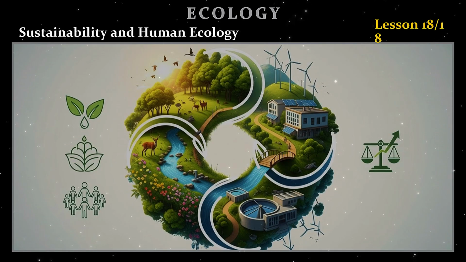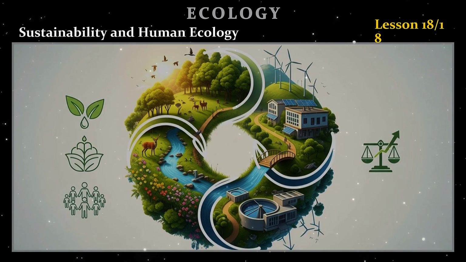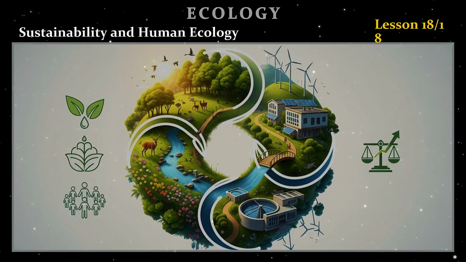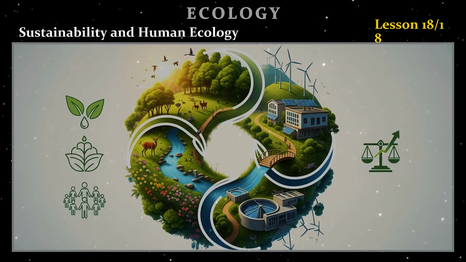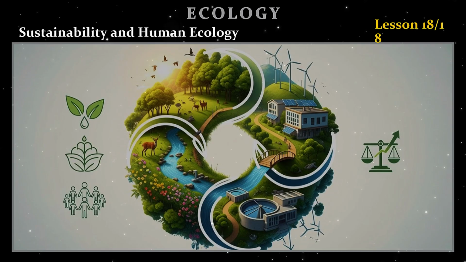Human ecology is the study of the interaction between human social systems and the ecosystem. At its heart is the concept of sustainability. Sustainability is often a buzzword, but in ecology, it has a precise definition. It is the ability to meet the needs of the present without compromising the ability of future generations to meet their own needs.